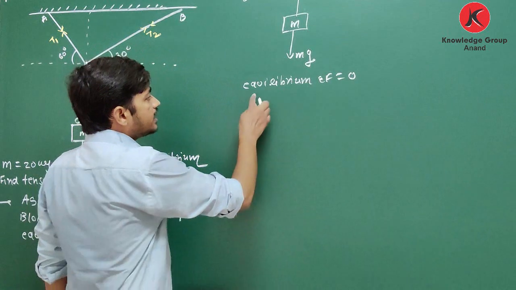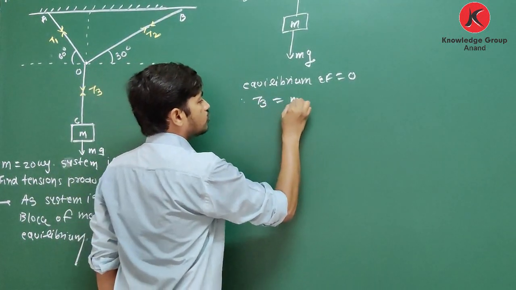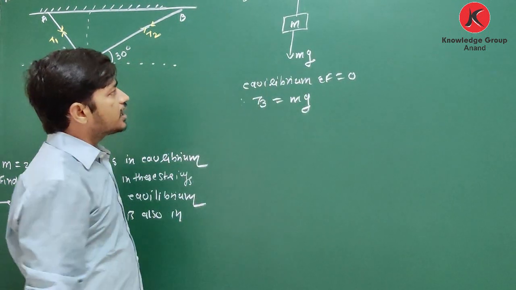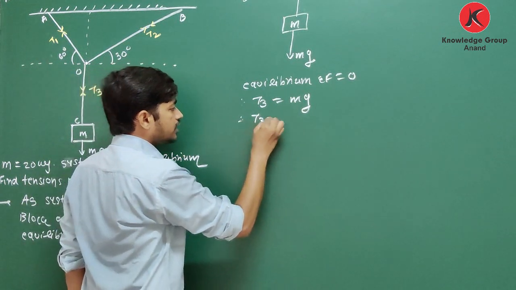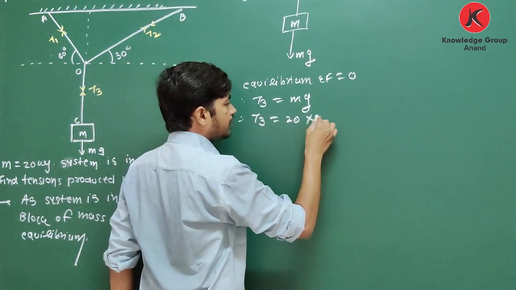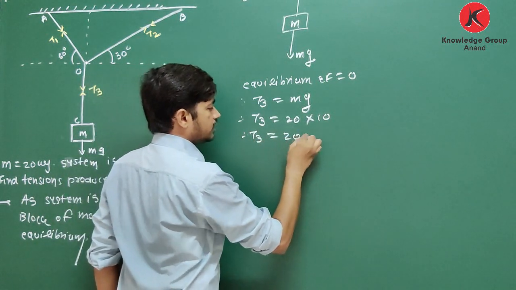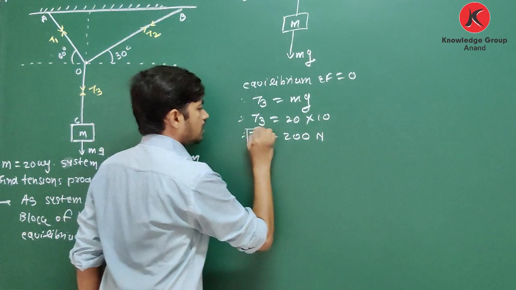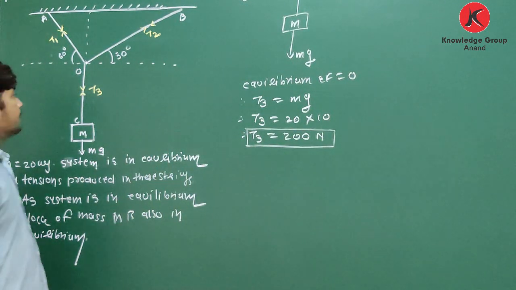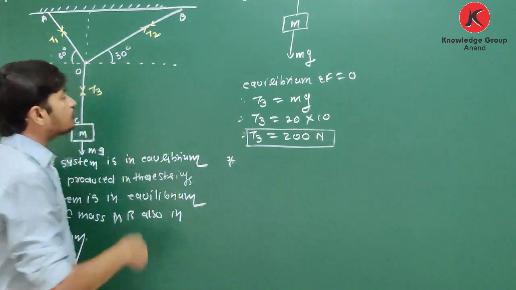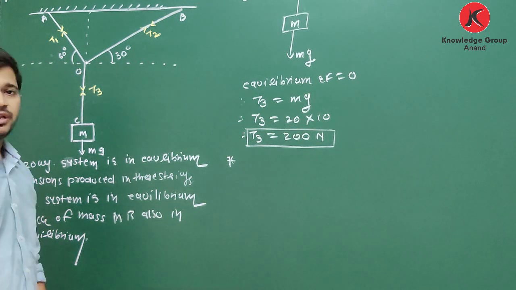So from the equilibrium condition, sigma F is equal to 0, I can write T3 is equal to Mg. Forces acting in the upward direction are equal to forces acting in the downward direction. What is the value of M? 20. What is the value of g? 10. So T3 is equal to 200 Newton. Simple, one force found easily. Now we have to find the tension in strings AO and OB.